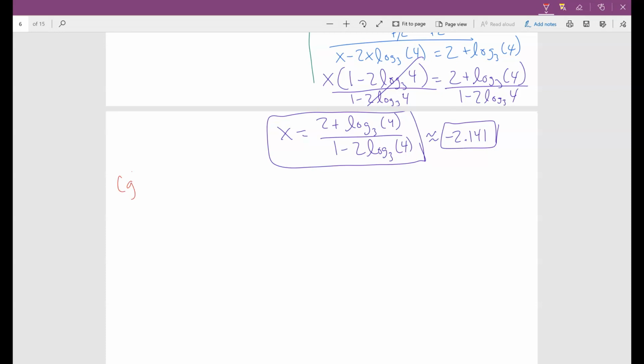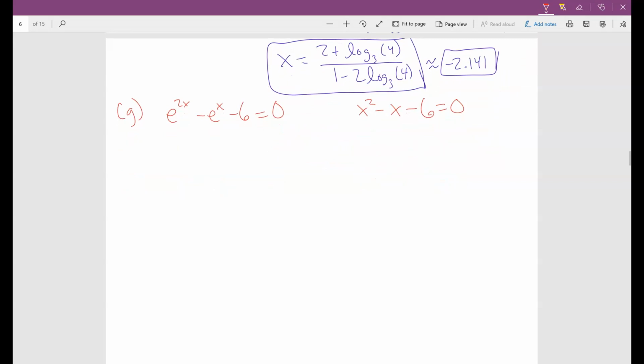So let's say we have something in quadratic type. So e to the 2x minus e to the x minus 6 equals 0. So notice that this guy looks a lot like x squared minus x minus 6 equals 0. And it actually is because it is a quadratic form. Okay, so what you want to do is let's factor this. So how do I get e squared? Well, you just have to have e to the x and e to the x. That's going to give me e to the 2x.